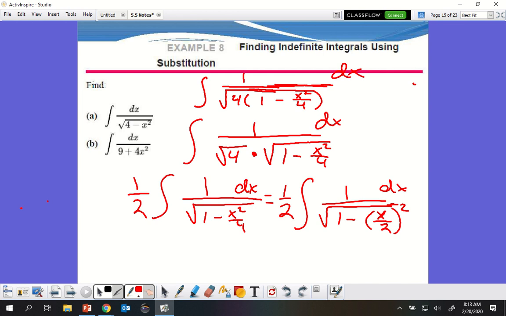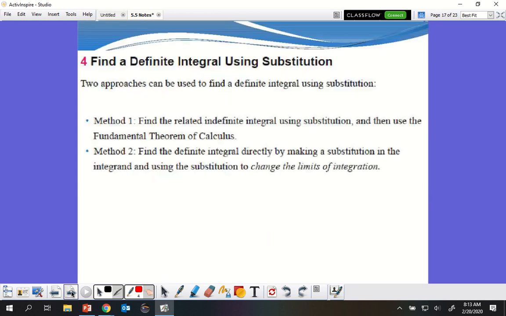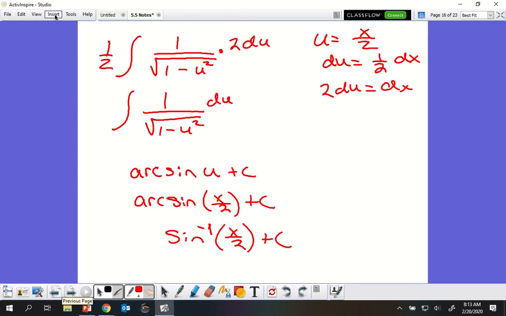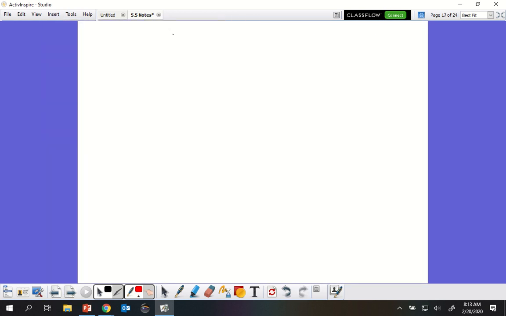Okay, so let's be creative and think about this one here. So dx over 9 plus 4x squared. I'm going to another page here. What did it say? 4x squared. Like that? Okay.